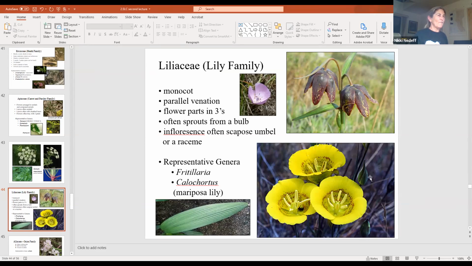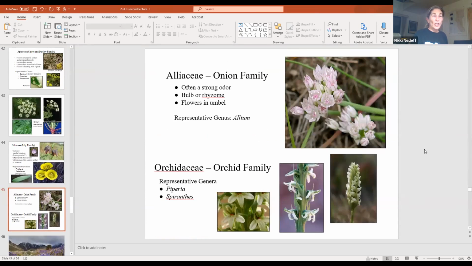They're members of the fundamental division in the plants called the monocots, as are the onions in the Alliaceae, which is how we started this discussion. The onion family, they all look similar. They all have flowers, each one of these individual flowers in an umbel, right? In an inflorescence that's shaped like an umbrella. They all have a bulb or a rhizome underneath. They often have a very pungent smell.